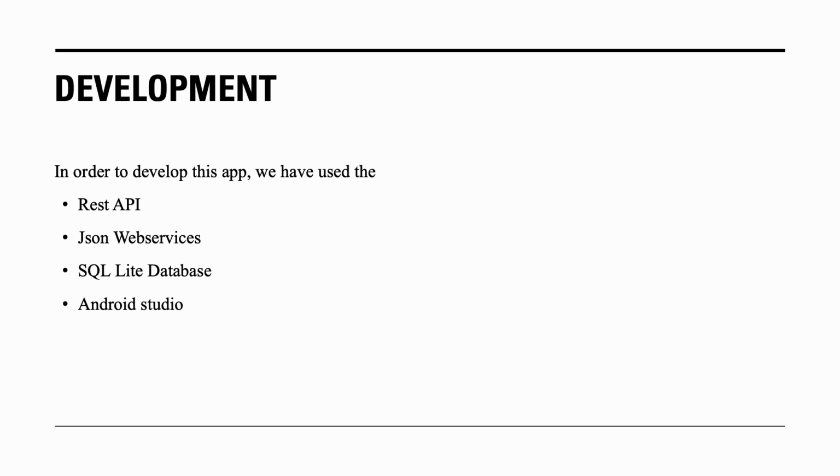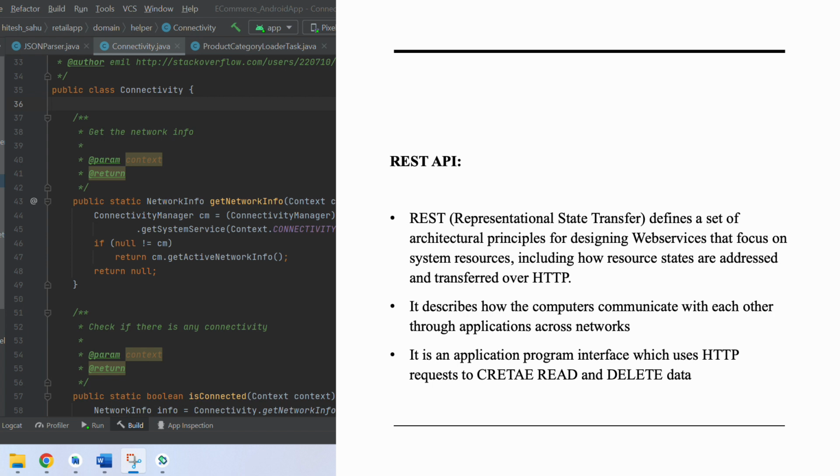I'll start with the development. In order to develop this app, we use REST API, JSON Web Services, SQLite database, and Android Studio. Coming to the REST API, REST API defines a set of architectural principles for designing web services that focus on system resources, including how resource states are addressed and transferred over HTTP.